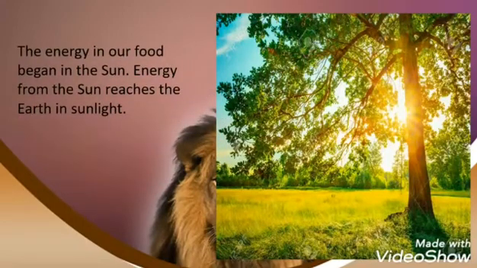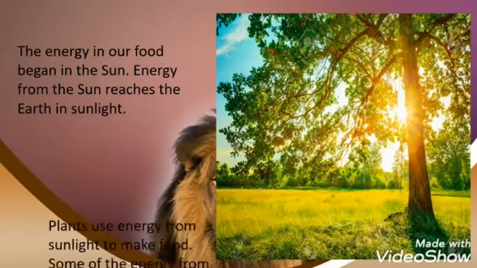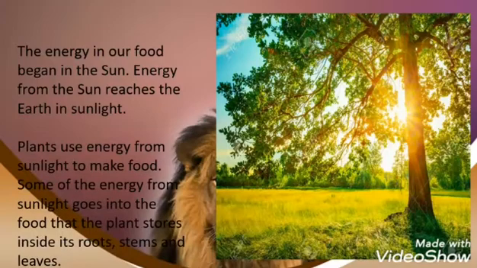The energy in our food began in the sun. Energy from the sun reaches the earth in sunlight. Plants use energy from sunlight to make food. Some of the energy from the sunlight goes into the food that the plant stores inside its roots, stems, and leaves.